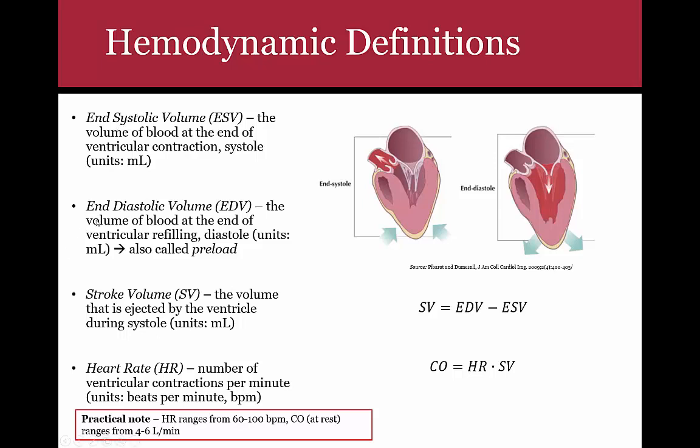On the other end of the spectrum is called the end diastolic volume. So again, it's the amount of residual volume at the end of diastole. So once your ventricles have filled up, what is the volume after they've filled up? And what's also important is that end diastolic volume is also considered what's called preload. We'll get to that when we talk about muscles later on.